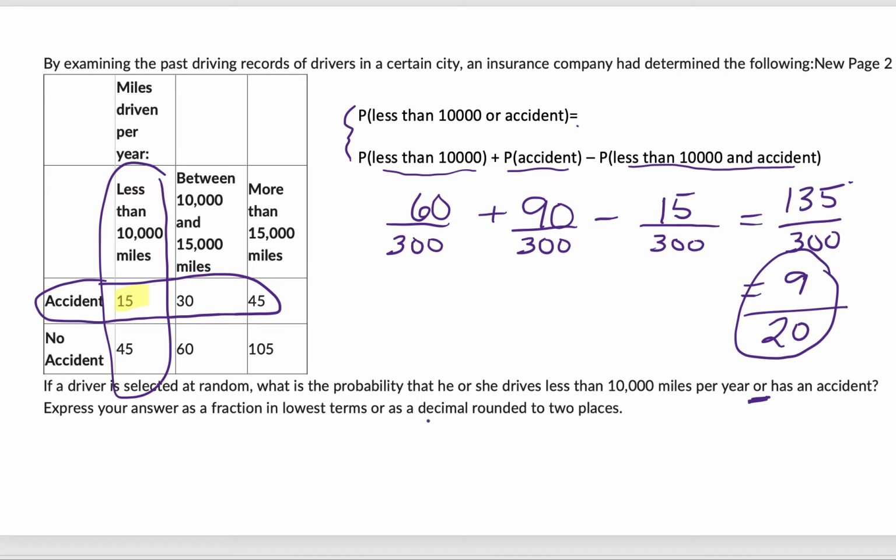It also says in this one that you can do a decimal rounded to 2 decimal places. So you could also say 0.45. And you do want to pay attention on the problems as to how they want the answer written, whether as a fraction or a decimal, or if both are okay. All right, so hopefully that helps you with those types of problems where you're given that data set in a table form and you have to pull out the information that you need for the OR problems.